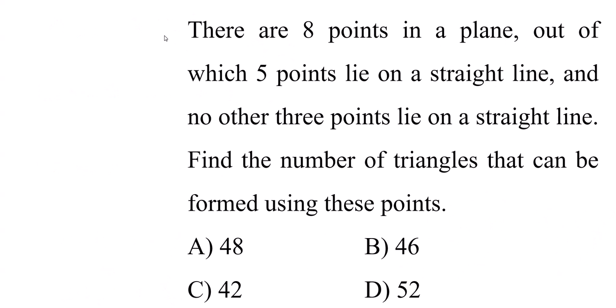Here is the next question, again related to permutations and combinations. There are 8 points in a plane, out of which 5 points lie on a straight line. Find the number of triangles. For triangles, we need 3 points, dear.